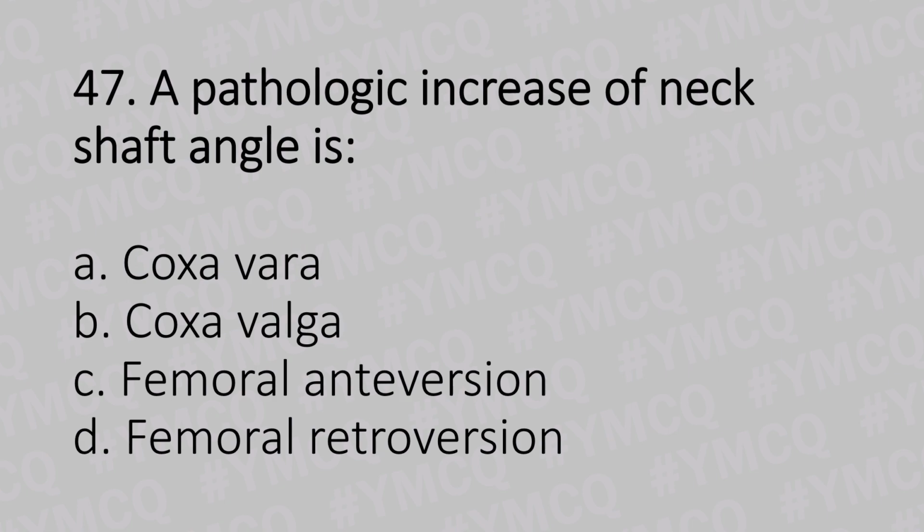Moving to our 47th question, a pathological increase of the neck shaft angle is option A, coxa vara. Option B, coxa valga. Option C, femoral anteversion. Option D, femoral retroversion. And the answer is option B, coxa valga.